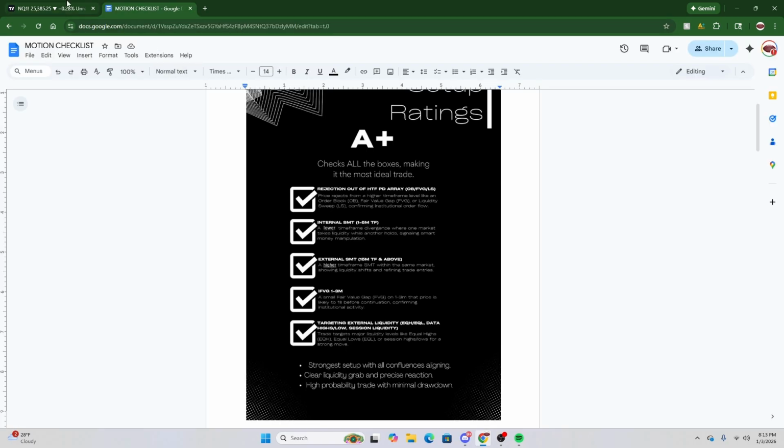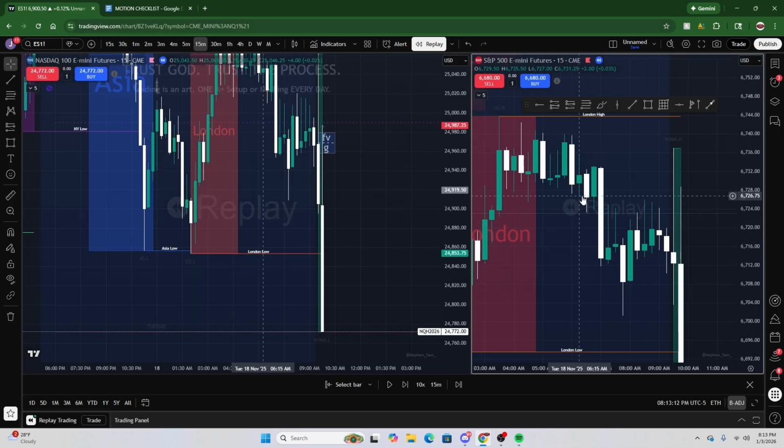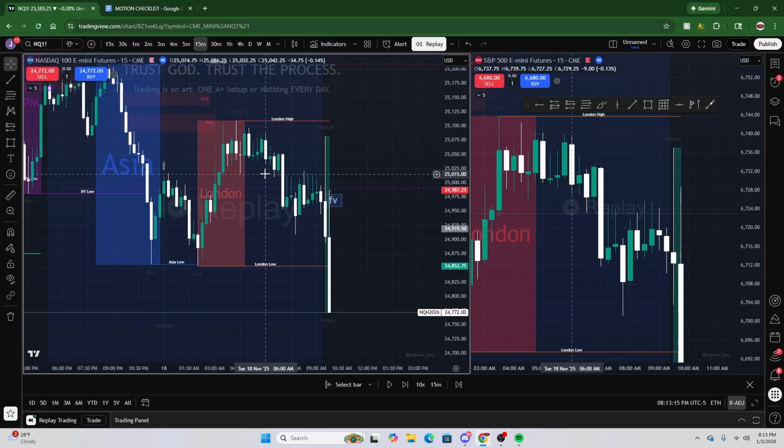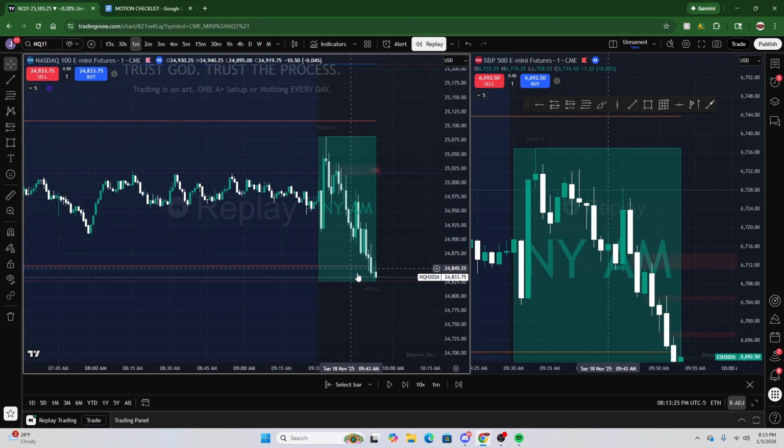Did we have an internal SMT? Yes. Did we have an IFEG? Did we target external liquidity? Yes. Only thing that might be missing is an external SMT, and let me check again just in case there was one that I missed. No, very, very correlated. So this would be like an A. Honestly, even with the 3-minute respect, it would probably be more of an A-.